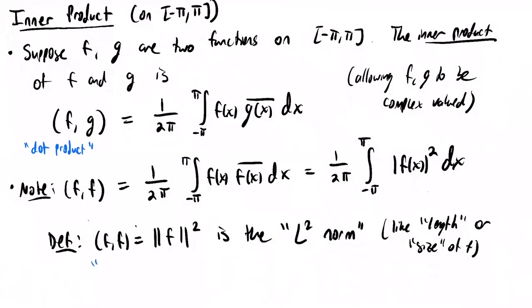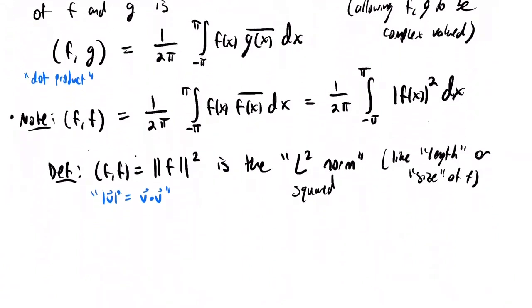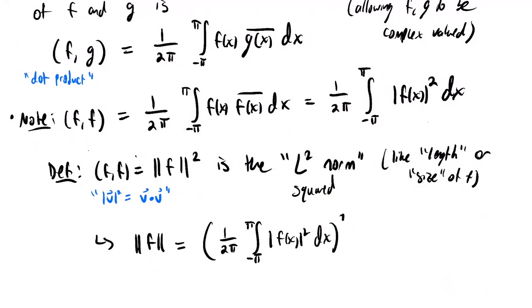And so the length squared is given by the dot product of f of v with itself, for a vector. But now we're replacing the vectors by functions. Right, actually, this is the L2 norm squared. So what does this mean? This means that the L2 norm is the square root of what I have above.